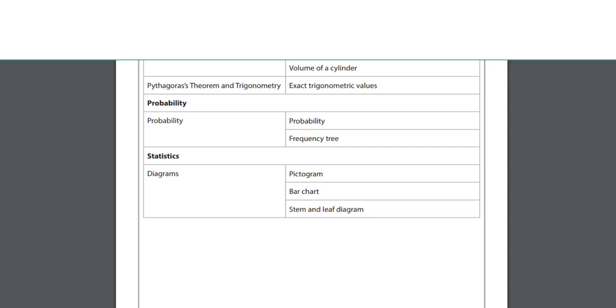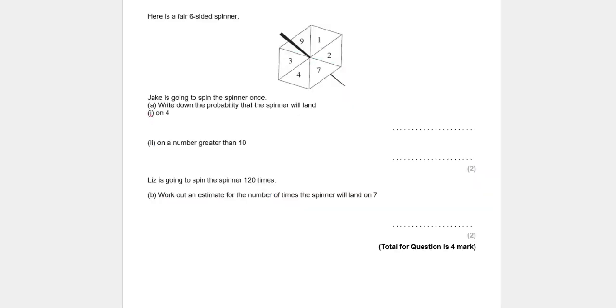So let's go ahead and start the questions. Here's a fair 6-sided spinner. Jake is going to spin the spinner once. Write down the probability that the spinner will land on 4. So we have one 4 out of 6 outcomes, so that will be 1 out of 6.